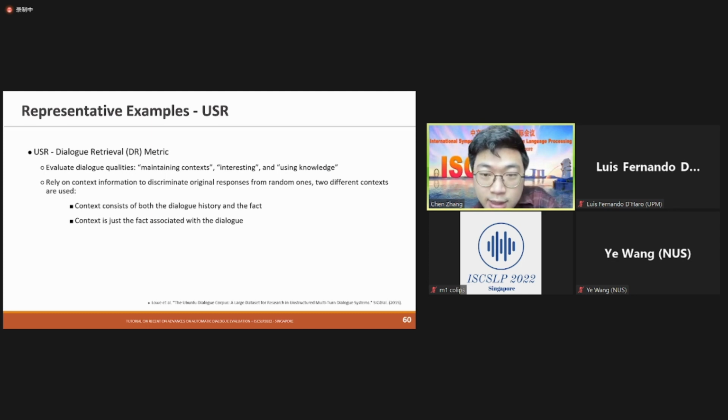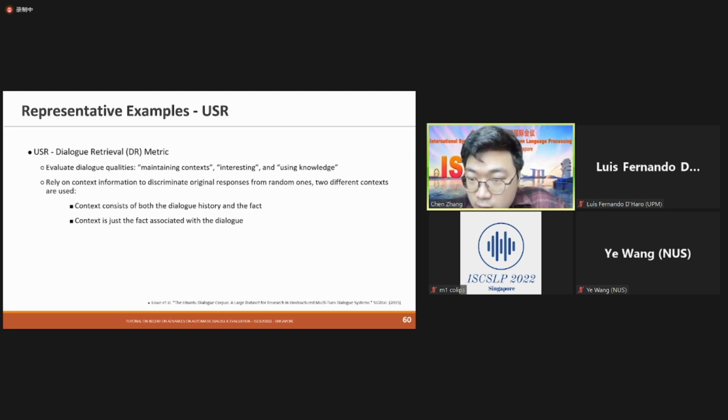And the second submetric of this USR metric is the dialogue retrieval metric. Basically, it is adopted to evaluate the other 3 fine-grained qualities: maintaining context, interestingness, and using knowledge. The metric relies on the contextual information to distinguish the original response from random ones. So it's similar to what RUBER and the other methods are doing, but they adapt this task to evaluate the different qualities by manipulating the context information.